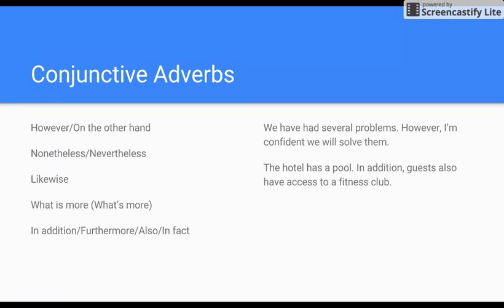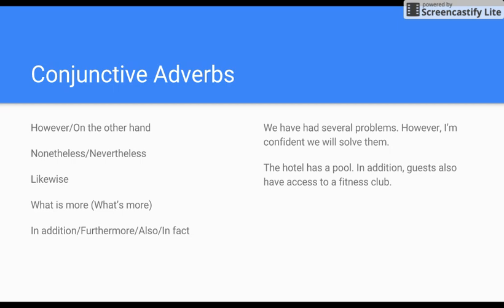Let's look at the next sentence. The hotel has a pool. In addition, guests also have access to a fitness club. We could have used and. We could have said, the hotel has a pool, and guests also have access to a fitness club. It's kind of the same idea, but this gives us some options, right? When you're writing an essay, you need to have a lot of different options to use. You don't want to use the same structures over and over again. So here are some examples that you can use.